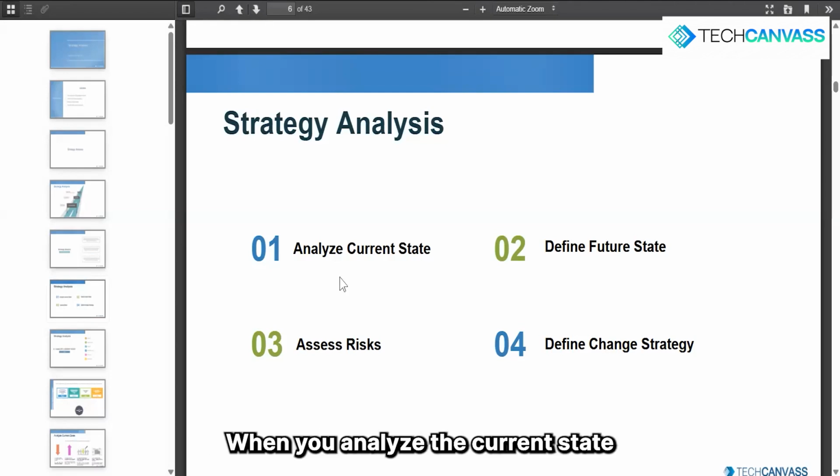When you analyze the current state, the reason we are doing this is why this change is needed. Are we not happy with our current state? Understand the reason why an enterprise needs to change some aspect of how it currently works.